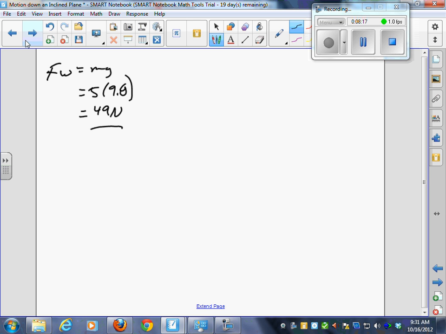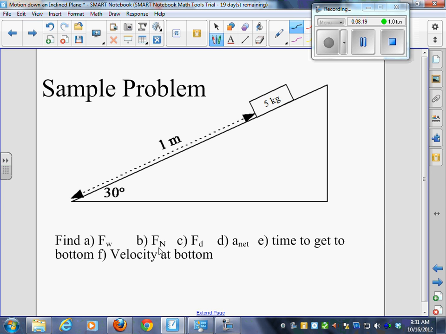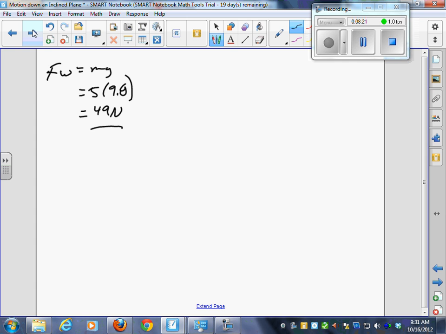Okay, now I got newtons or meters per second squared. But because it's weight force, then I measure it in newtons. Right? Okay, now the next thing is the normal force. Now the normal force is always mg cos theta.